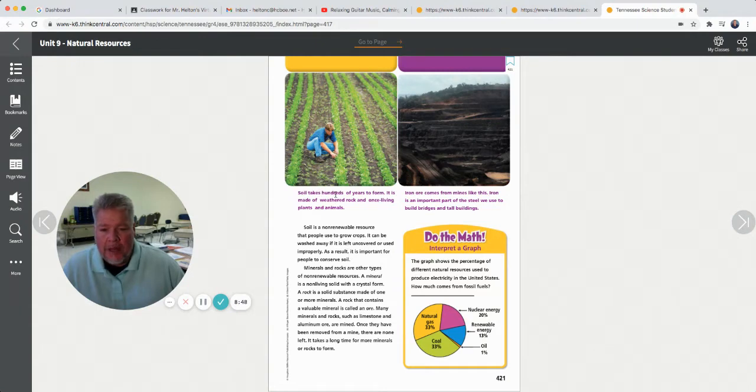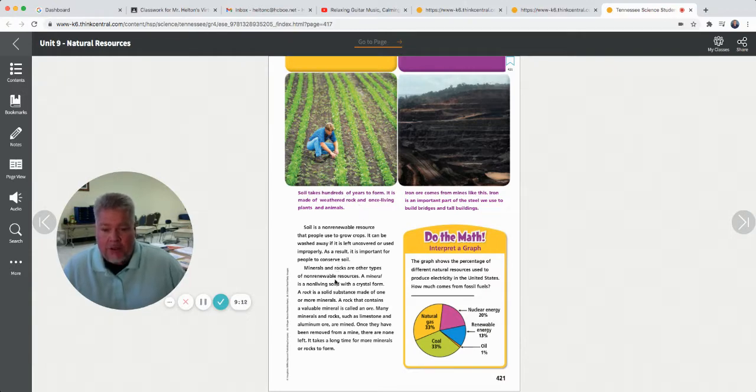So soil takes hundreds of years to form. It's made of weathered rock and once living plants and animals. So you see this farmer here tending his crops there. Like I've told you before, I grew up on a strawberry farm, so we had to take care of the soil and make sure it had the right nutrients in it and rotate crops to keep nutrients in it. So there's a lot of different ways you can take care of the soil, making sure it doesn't wash away.